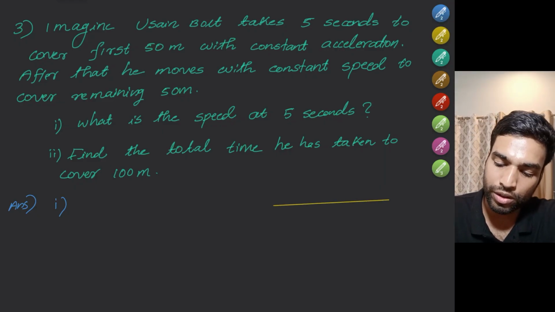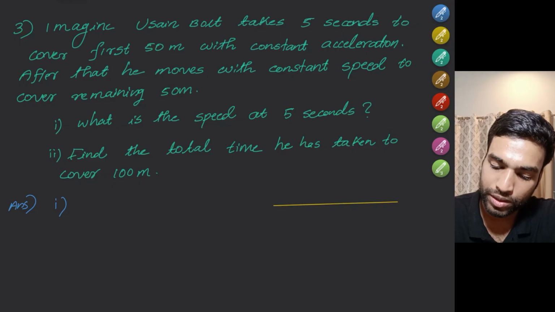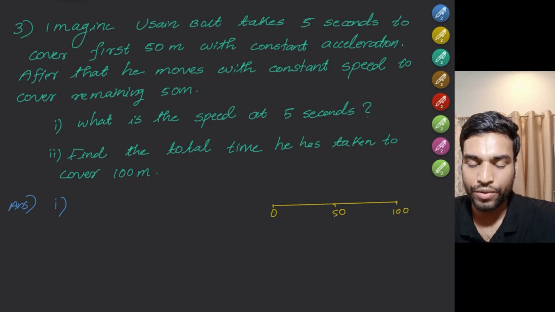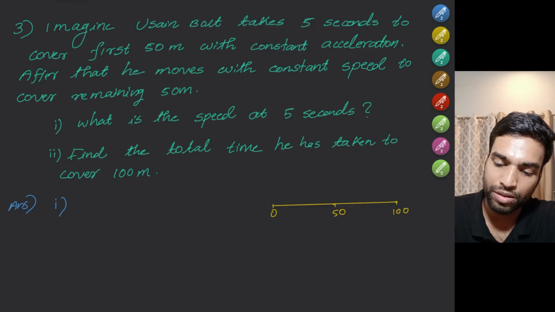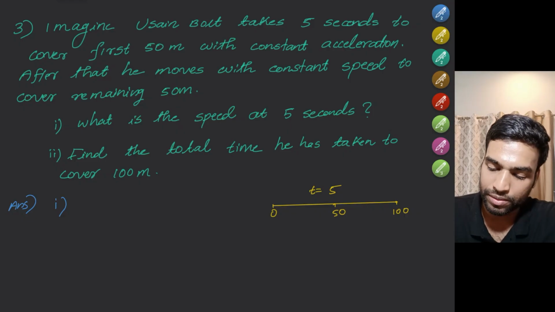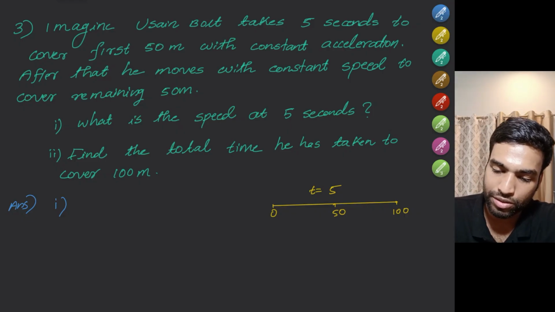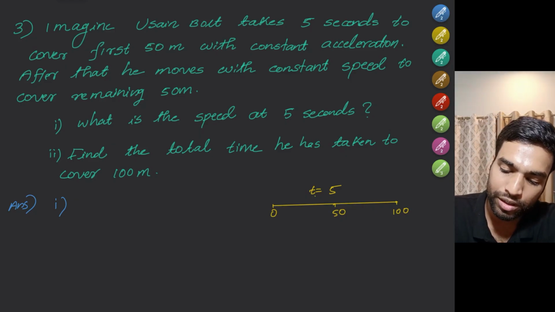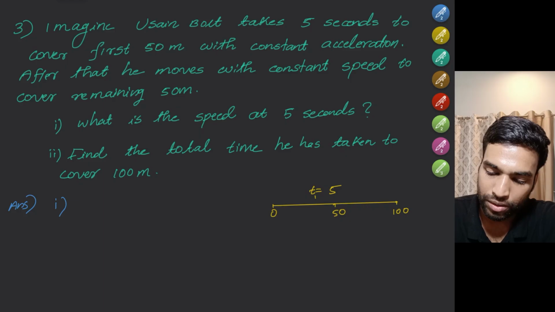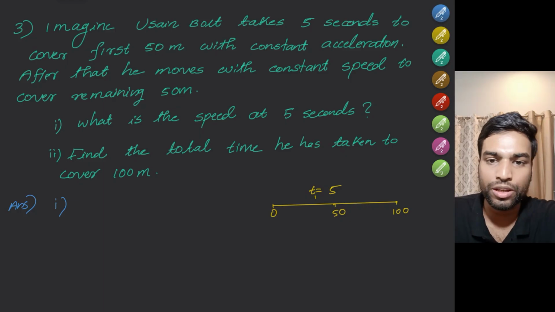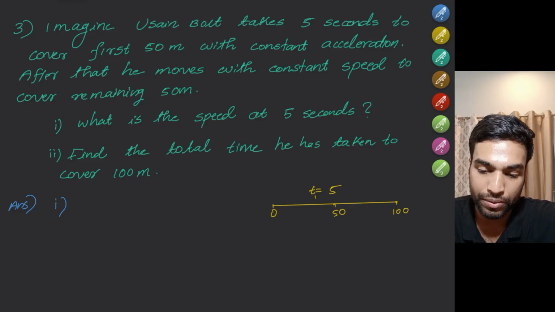So let's draw a small diagram in which this is 0, 50 and 100 meters. This is a track and this 50 meters is covered in 5 seconds. So t equal to 5 seconds, and the remaining distance is covered in an unknown time duration. So let's write this time as t1.